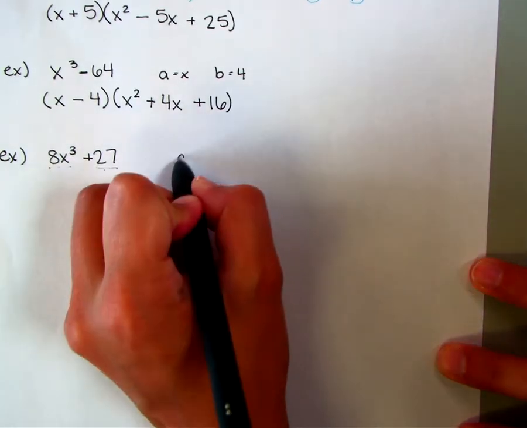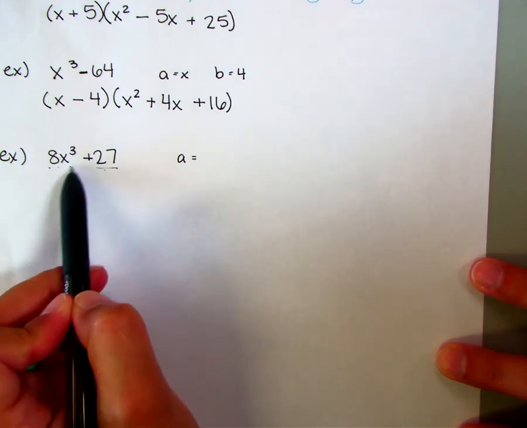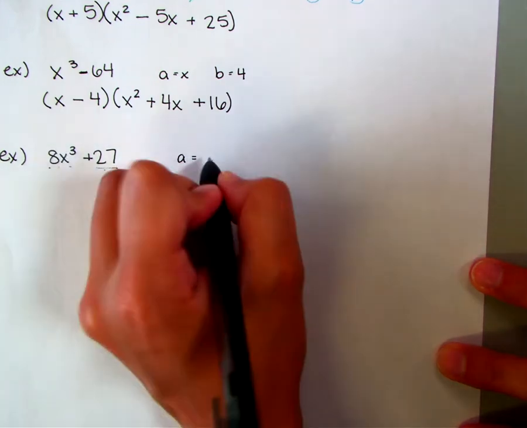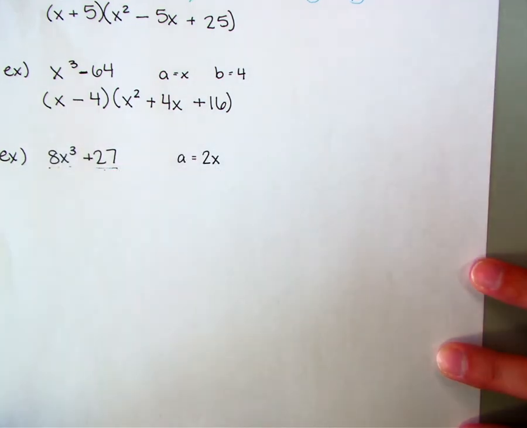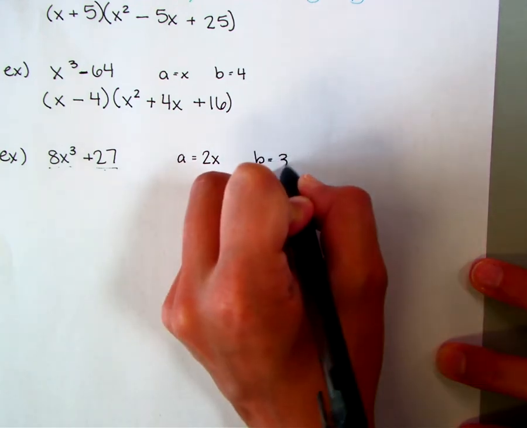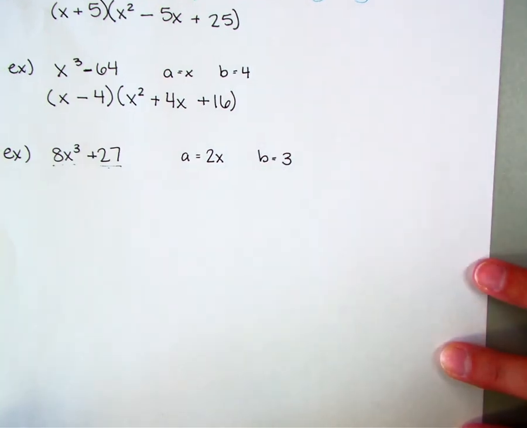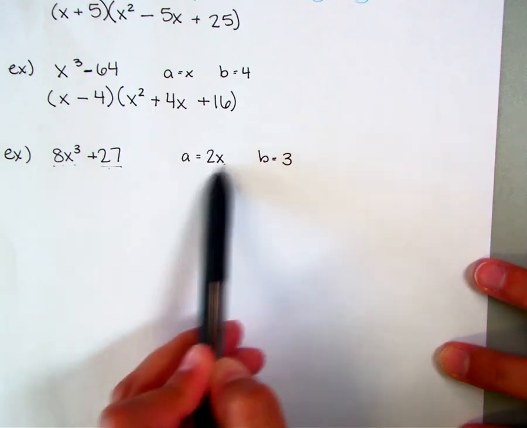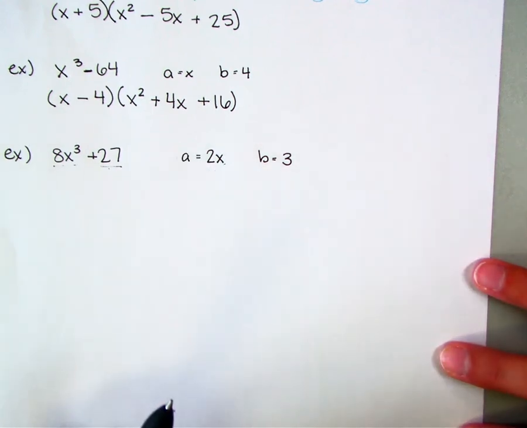So now my a is functioning. So take the cube root of 8x cubed. It functions as a 2x. And then b, cube root of 27, is 3. And so it just gets a little more complex because I don't just have a coefficient of 1.